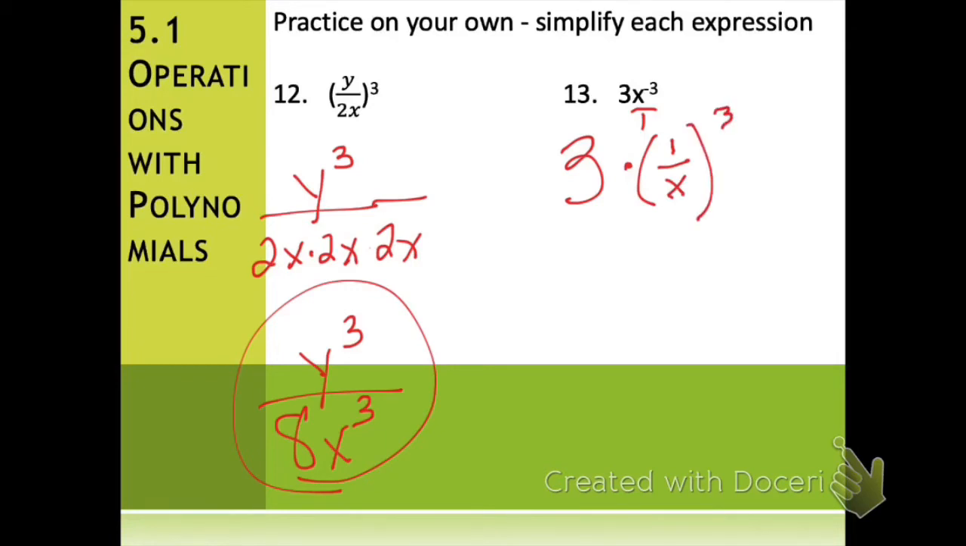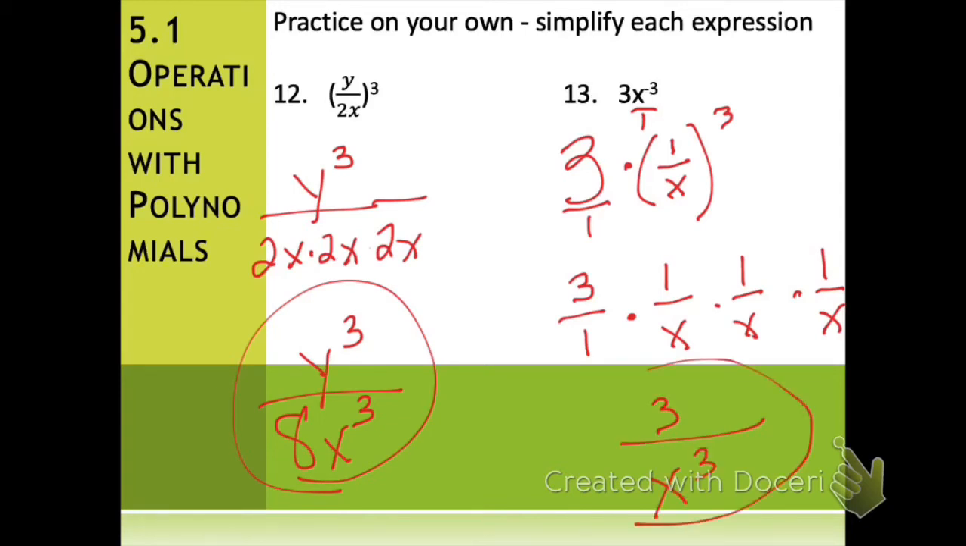All right, so I'm going to simplify this problem. I'm going to write this as 3 over 1. So 3 over 1, I am going to expand this 1 over x just because I think it helps get a good visual here. All right, so now I can put everything back together. On top, I have 3 times 1 times 1 times 1, which is 3. On bottom, I have 1 times x times x times x, which is x cubed. There is my final answer.